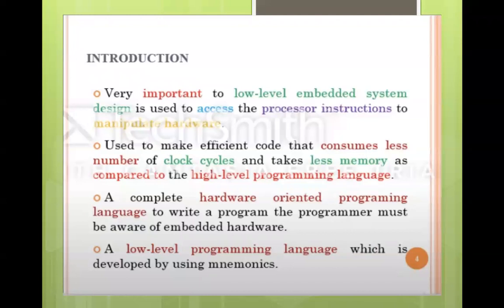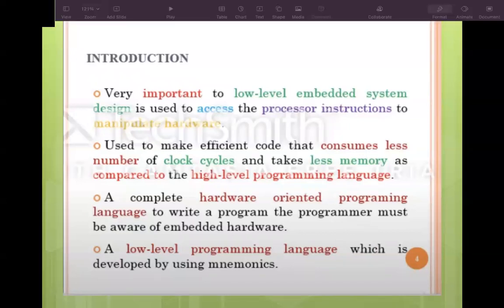It is very important in low-level embedded system design, used to access the processor instructions to manipulate hardware. It is used to make efficient code that consumes fewer clock cycles and takes less memory as compared to high-level programming languages. It is a complete hardware-oriented programming language. To write a program, the programmer must be aware of the embedded hardware. It is a low-level programming language developed by using mnemonics.